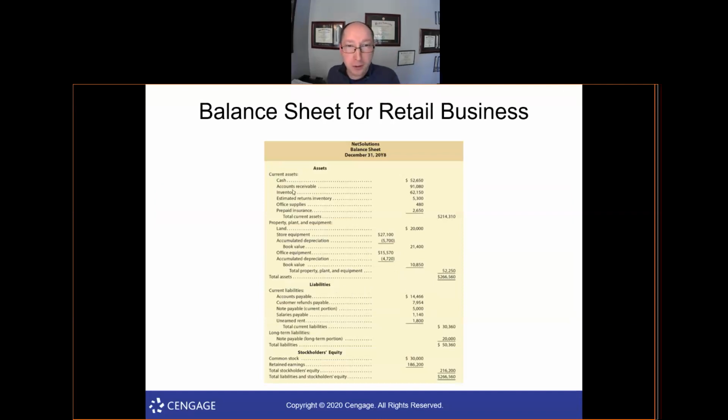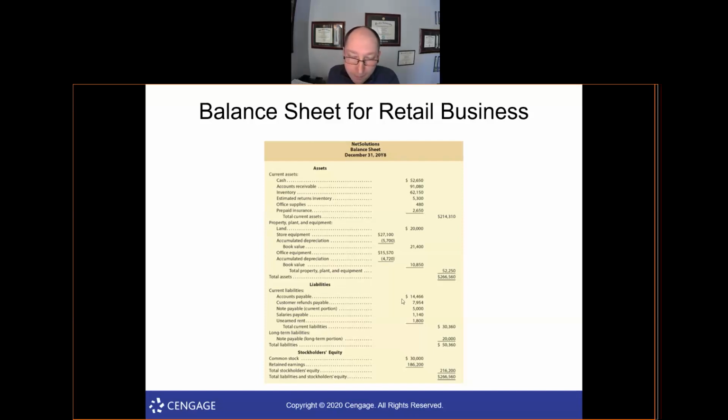We talked about this earlier. But for a retailer, on the balance sheet you'll see inventory, estimated returns on inventory. You'll see things like store equipment. And then under liabilities, you'll see customer refunds payable. These are specific items that show up for retailers and manufacturers, but not for service businesses.